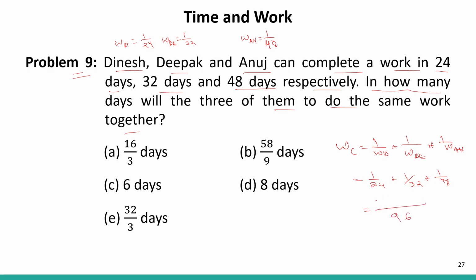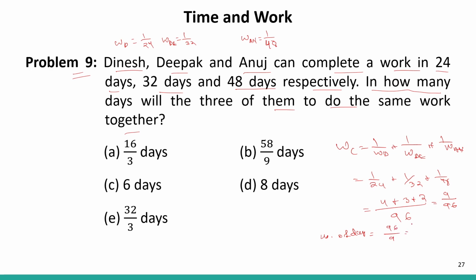So it will be what? It will be 4 plus 3 plus 2. That will equal 7 plus 2 is equal to 9. So 96 by 9. So what will be the number of days? So number of days is equal to 96 by 9.